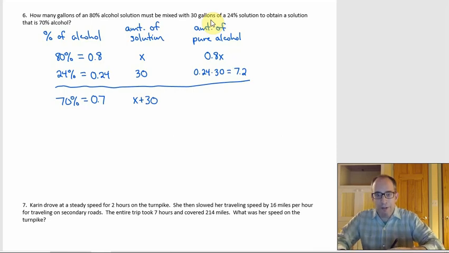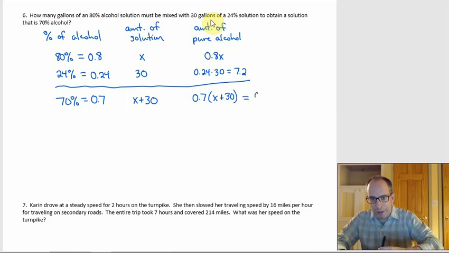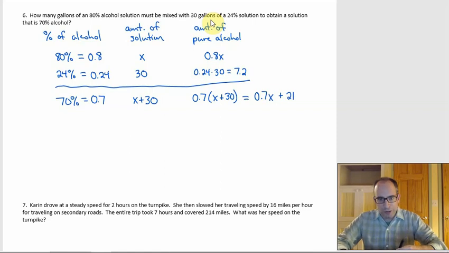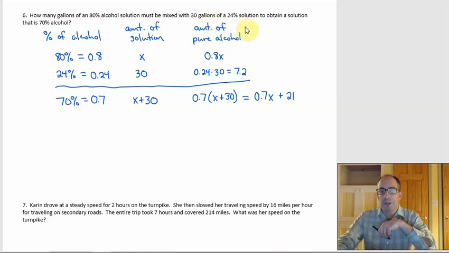And then the amount of pure alcohol, well, we could still multiply across and say this would have to be 0.7 times x plus 30. But then if we multiply that out and distribute that 0.7, you'd have 0.7 times x plus 0.7 times 30, but 0.7 times 30 is 21. And then we should be able to solve it from there, because the amount of pure alcohol when they're mixed together would have to be the amount of pure alcohol in the first solution plus the amount from the second.